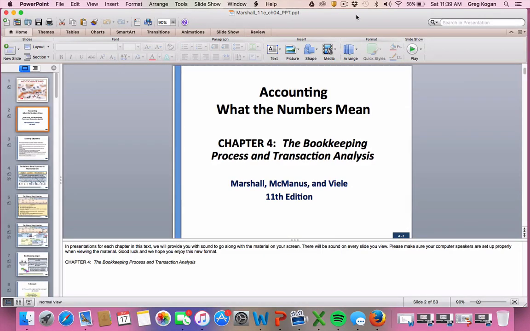So in this chapter, we're learning about the bookkeeping process and transaction analysis, and essentially how to actually keep the ledger of the book that you're working with. Keep in mind that now that you know the final product, financial statements, and the final application, financial analysis and reporting, now we're talking about how you actually book that one transaction.